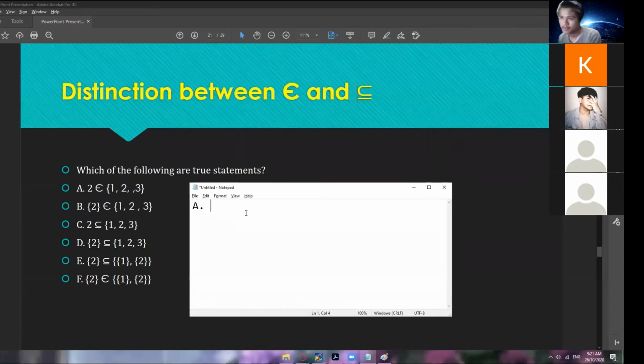Two is an element of set {1, 2, 3}. True, sir. This one is true since this number is an element of the set. It doesn't have a set name, but it is the set {1, 2, 3}. Okay. How about letter B?